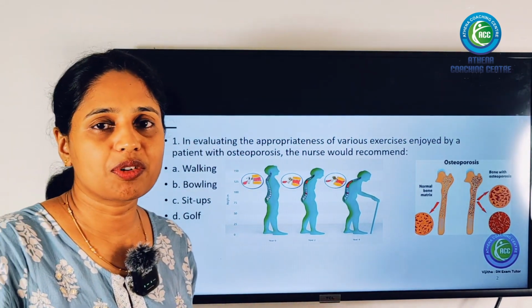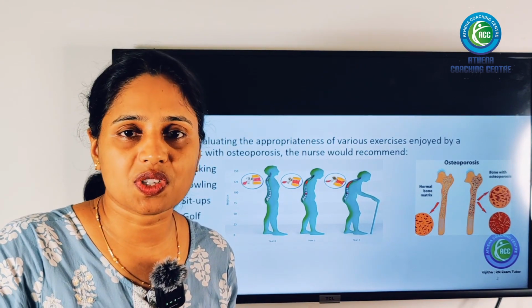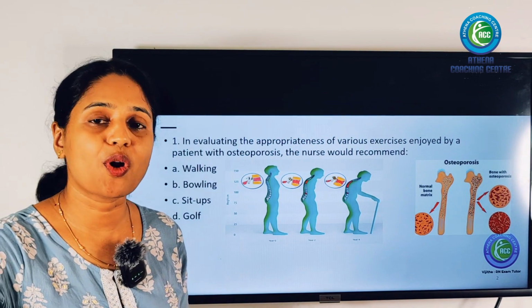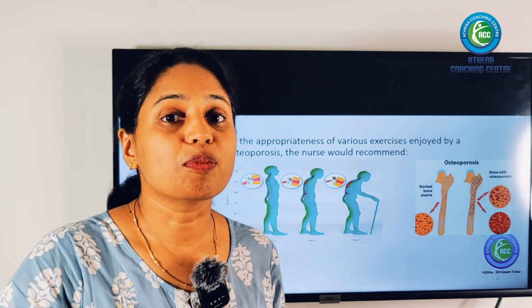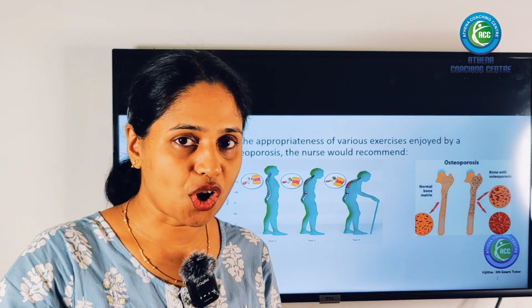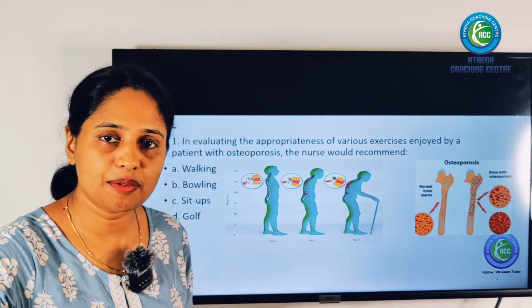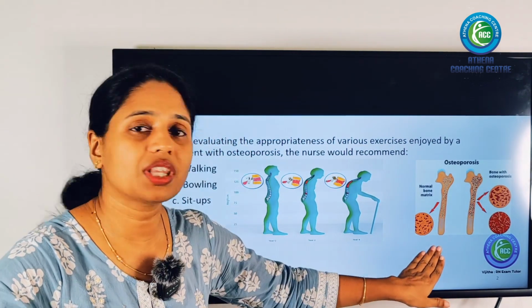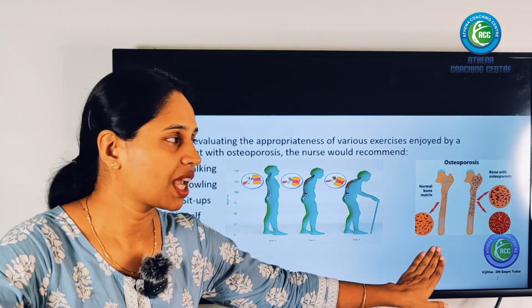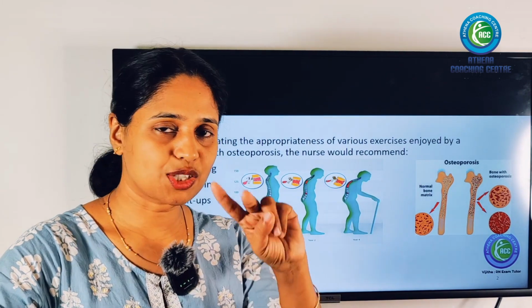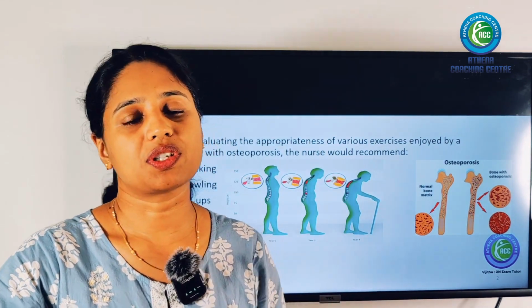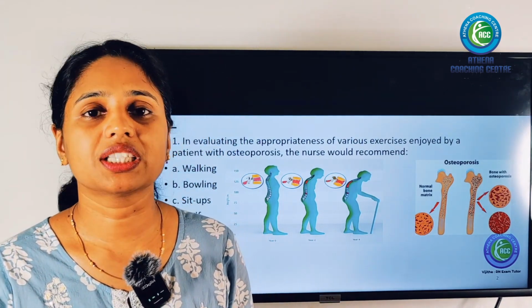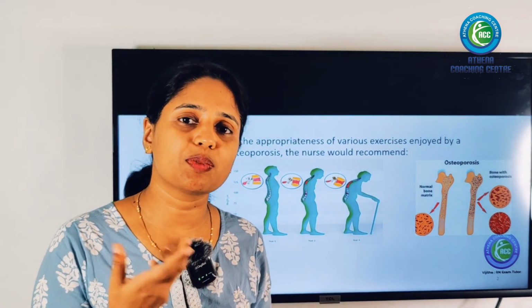So let us talk more about osteoporosis. What is osteoporosis? It is demineralization of bone. Usually bones are strong enough because of the presence of calcium and phosphorus, which is mineralizing the bone. When we split osteoporosis into two, osteo and porosis: osteo is related to the bone, and porosis means number of pores, which means holes.